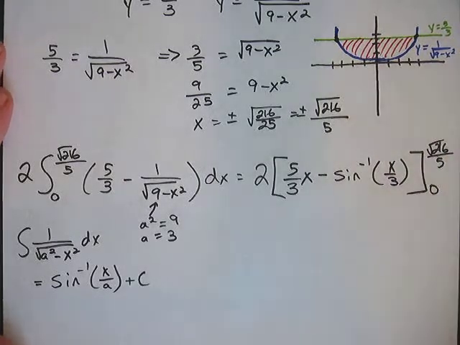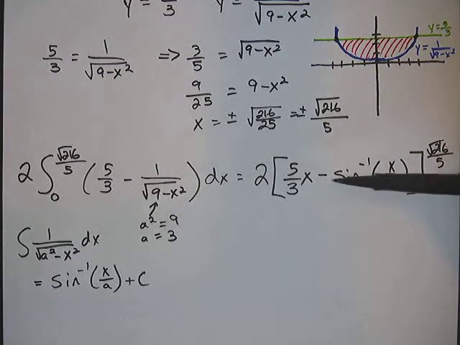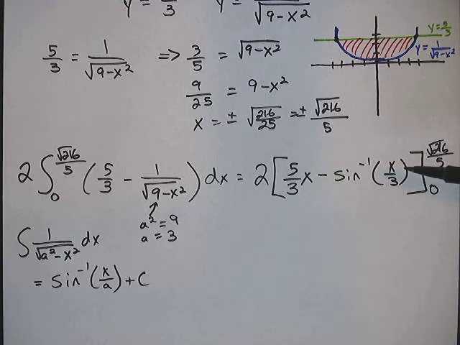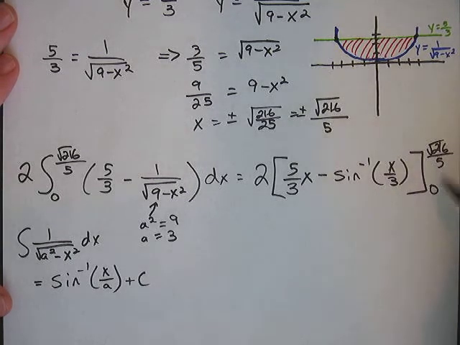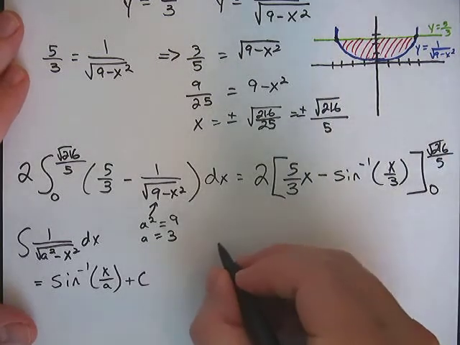Now you can see why our limit of 0 is easier. When we plug in a 0 here, 5 over 3 times 0 is 0, that's gone. When you plug in a 0 here, this becomes sine inverse of 0. Sine inverse of 0 asks, where is sine equal to 0? It's equal to 0 at 0. So you get 0 for both of these. So the lower limit, when you plug it in, just goes away. We'll only have to plug in the upper limit here.